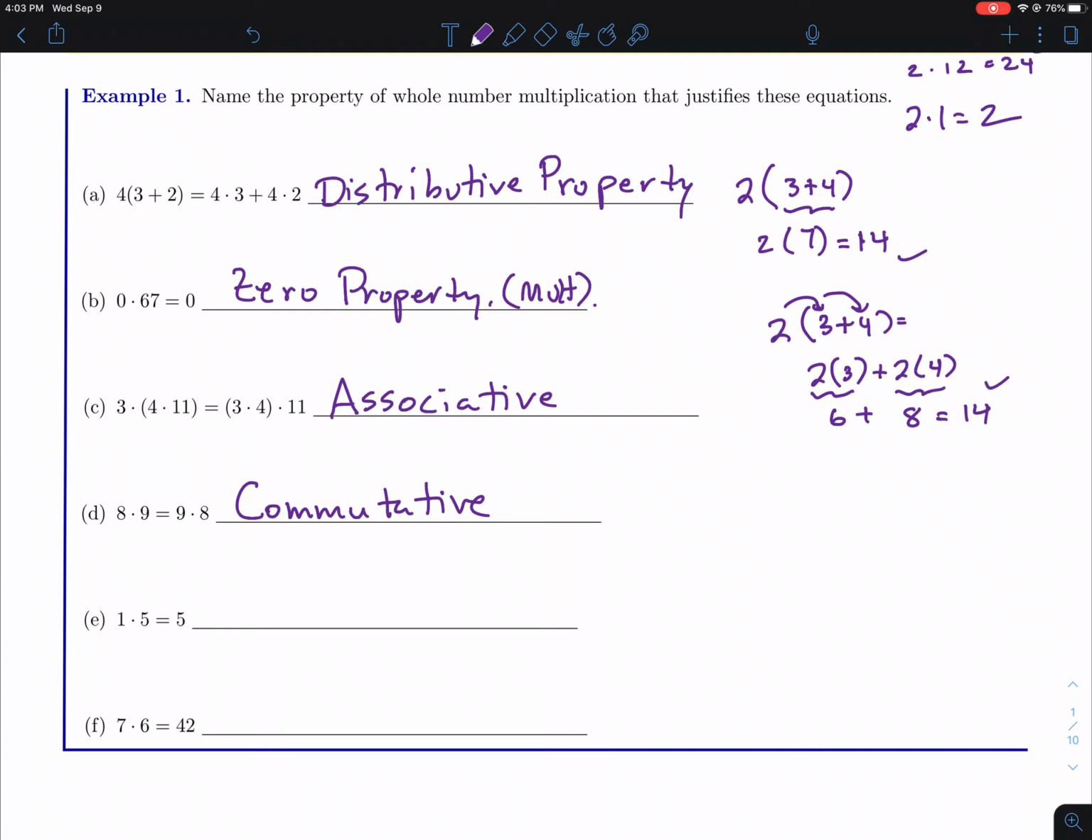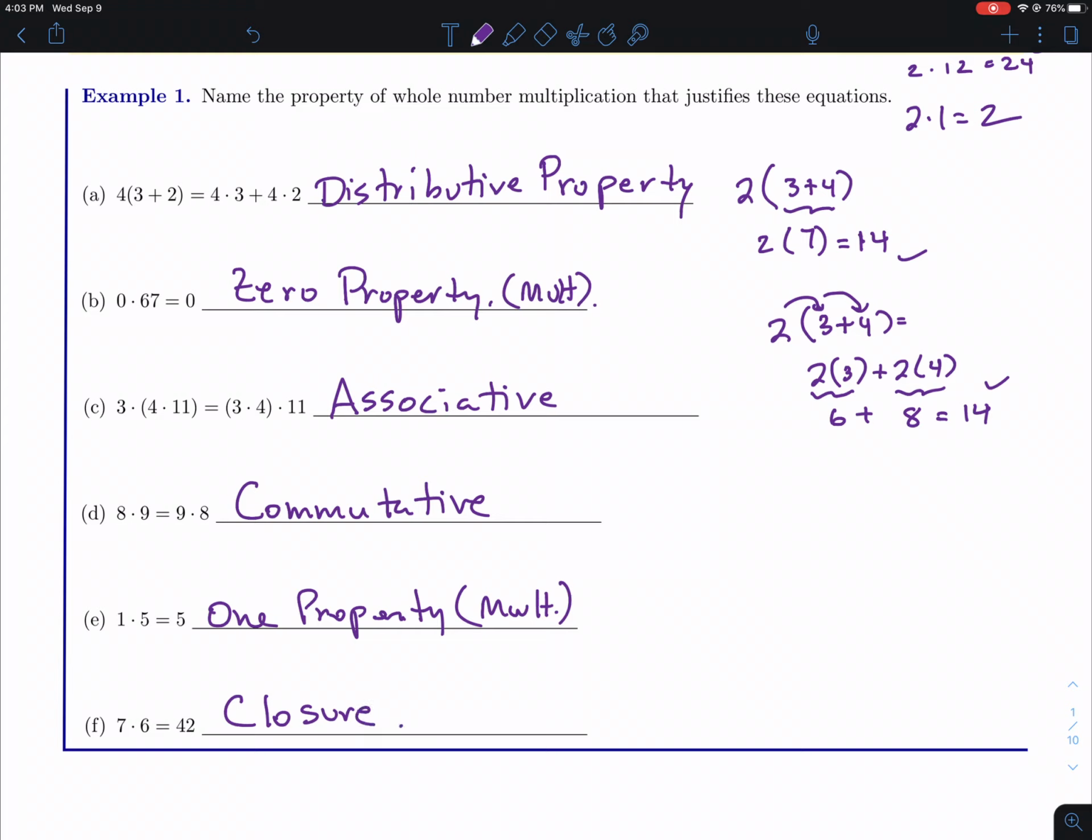1 times 5 equals 5. So that's the 1 property for multiplication. Yes, good job. And then finally, 7 times 6 equals 42. And so that's just our closure property. We multiplied 2 whole numbers together, and we ended up with a nice whole number as our answer. So that's just closure. All right, perfect.